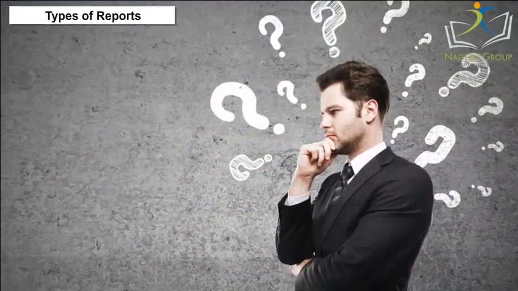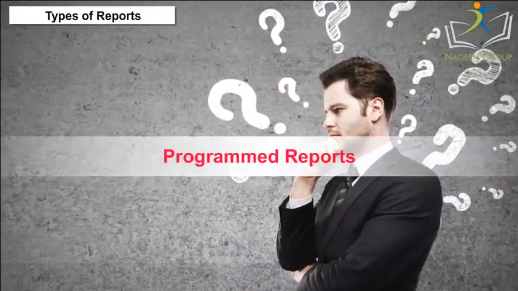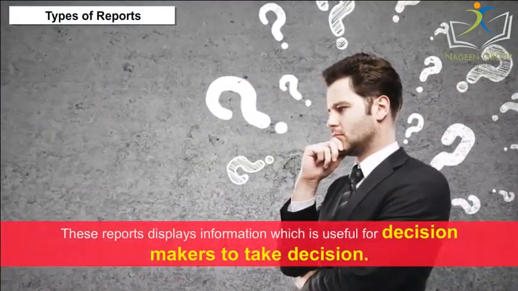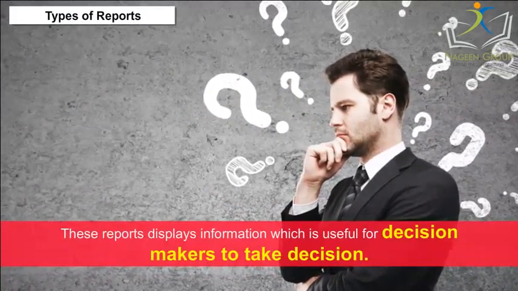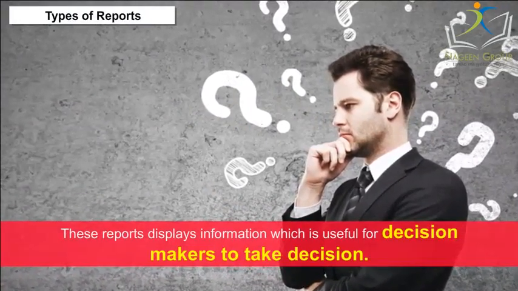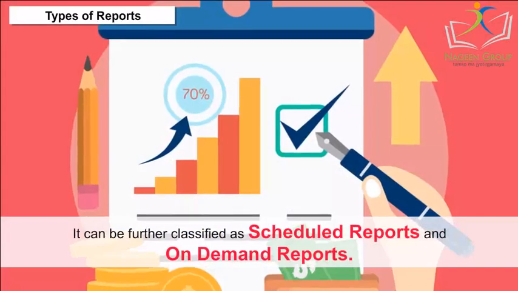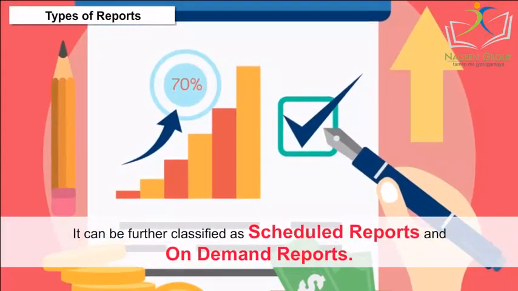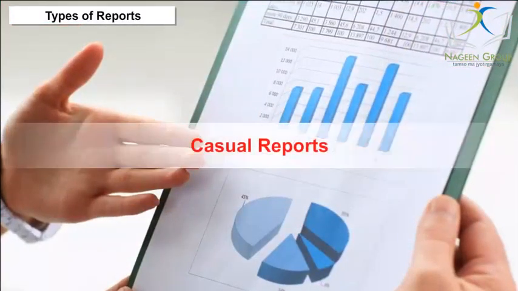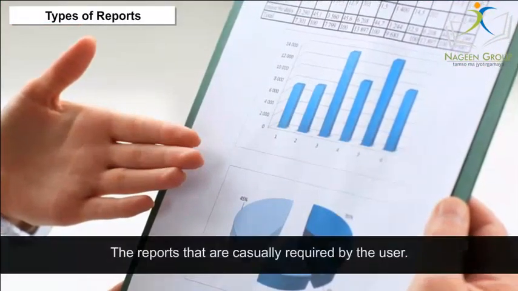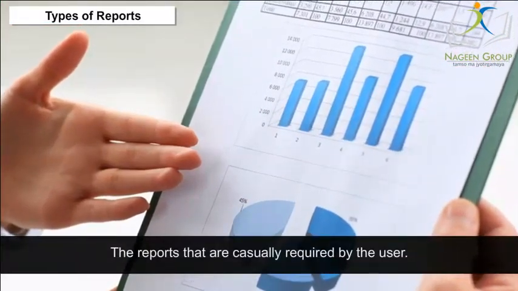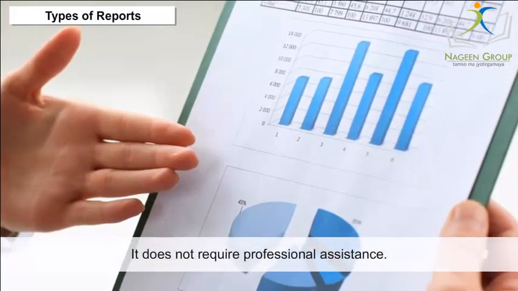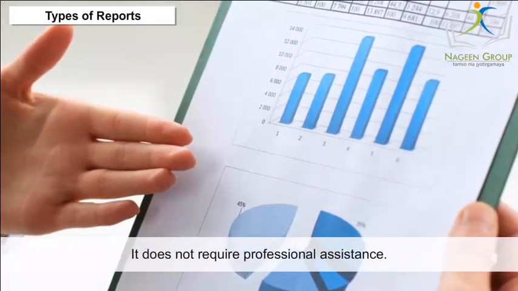Types of reports. Programmed reports. These reports display information which is useful for decision makers to take decision. It can be further classified as scheduled reports and on-demand reports. Casual reports. The reports that are casually required by the user; it does not require professional assistance.